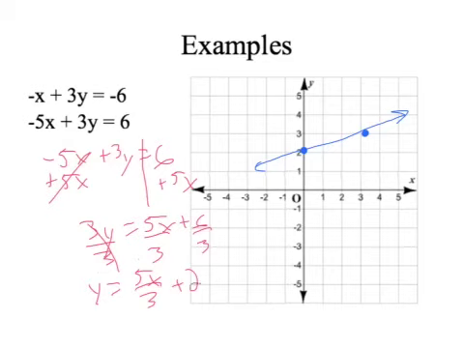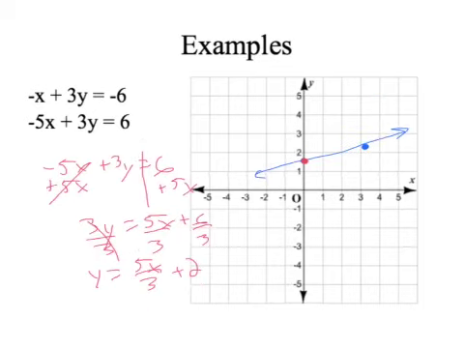So once again, my y-intercept is 2. So that point goes here. Now, my slope is 5/3. If I go up 5, I'm going to go off the graph a little bit, which is okay. So I'm going to go up 5, right 3, which would give me in here somewhere. Draw the line through your 2 points.